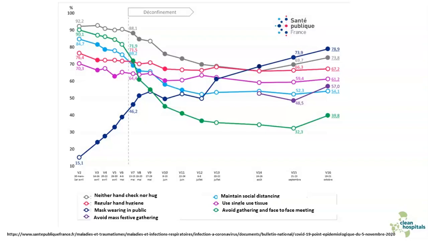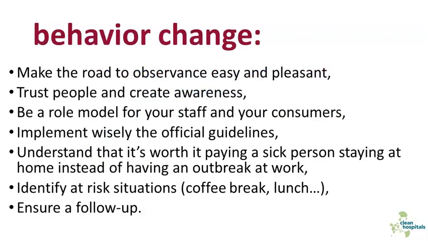Next one. So behavior change, it's a really important thing, but not that simple thing. As I said initially, make the road to observant easy and simple. The easiest it is, the more people will gain to observe prevention. You need to trust them to create awareness. Don't implement and fix everything. Let your team create something, organize their space, their room to have ideas and to propose new things.